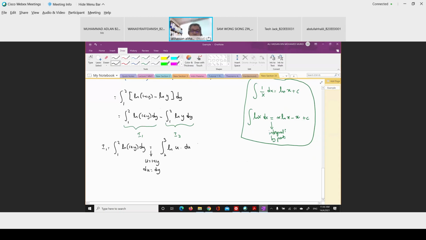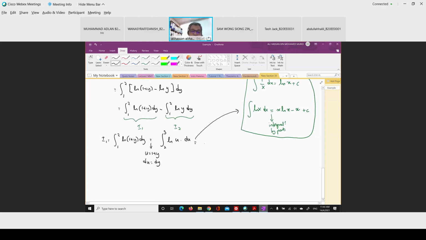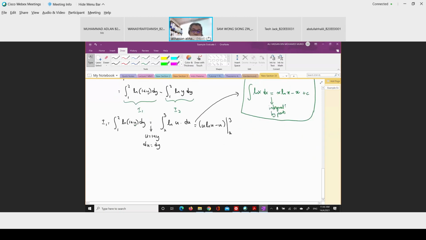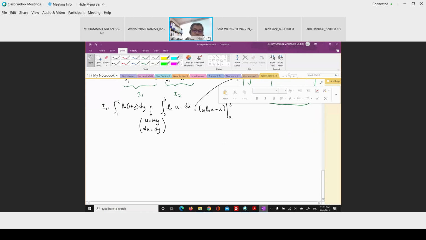Now we can apply this formula here. So it is equal to u ln u minus u, and u is between 2 and 3. So that simplifies to what? 3 ln 3 minus 3 minus 2 ln 2 minus 2. Okay. Can we simplify that further?